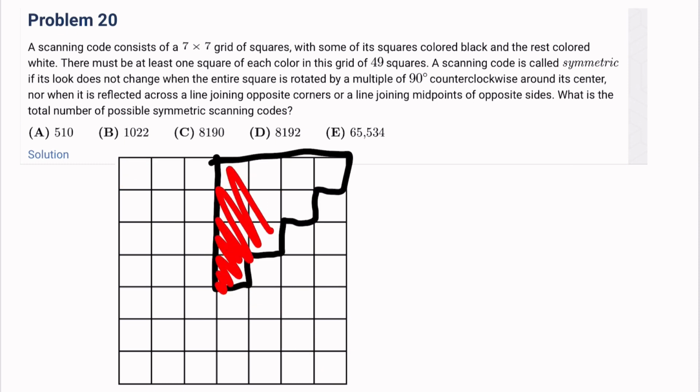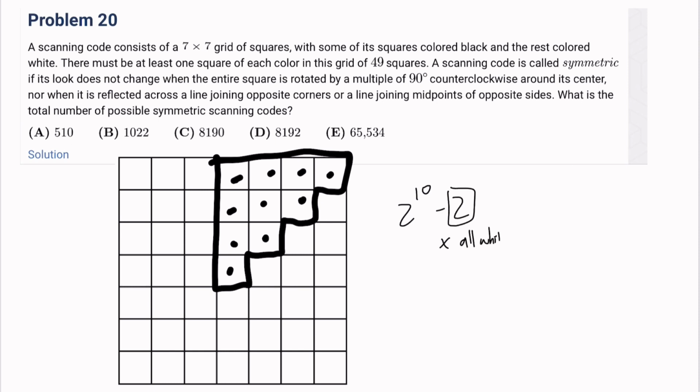And so this much is where we have freedom to put in black or white, right? So what's the total number of possible symmetric scanning codes? We have 1, 2, 3, 4, 5, 6, 7, 8, 9, 10 blocks, and we have 2 choices for each block. So it's 2 to the 10th power, but then we have to subtract 2 because it can't be all white or all black. So this is 1024 minus 2, which is 1022. So the answer is B.